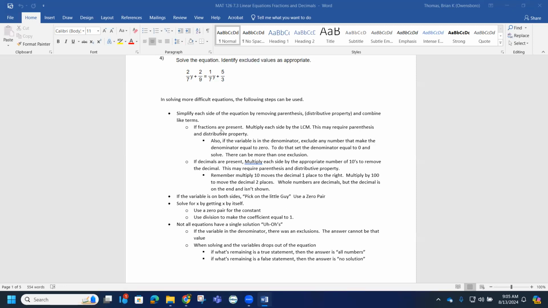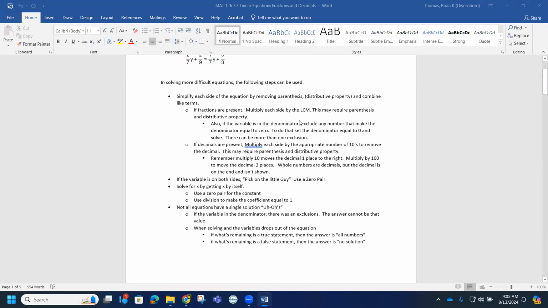But if fractions are present, what we can do is multiply by what's called the least common multiple, or basically we're trying to get rid of the denominators in this problem. So this may require us using some parentheses and the distributive property to do this.